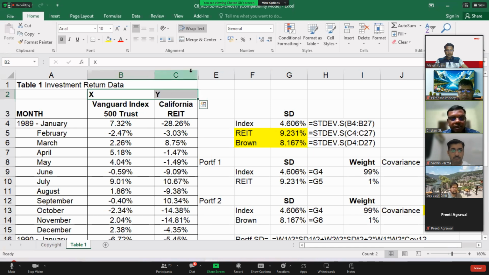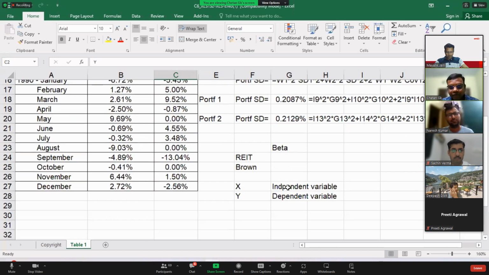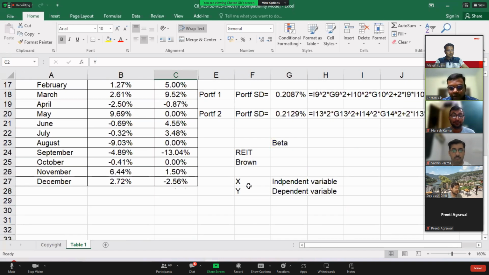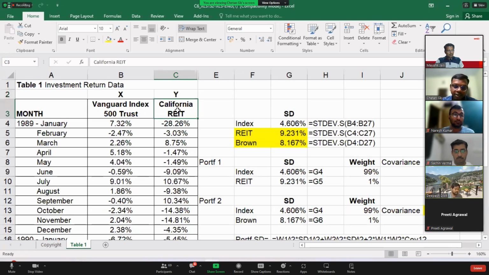Is it clear? Any doubts? This is how we normally take it into consideration. Sir, please come again. Yeah. So do you know what is x and y now? Independent and dependent. Yes, sir. Don't forget this. What I'm saying is the REIT returns are dependent on the index return.